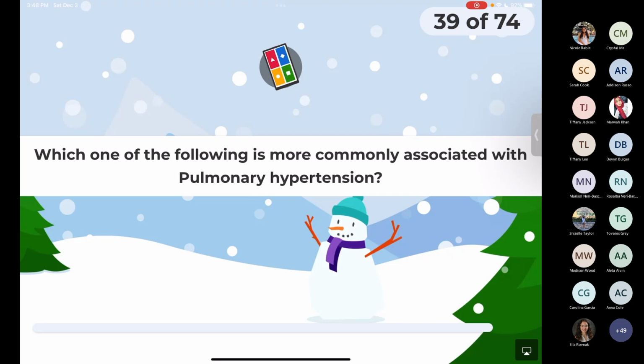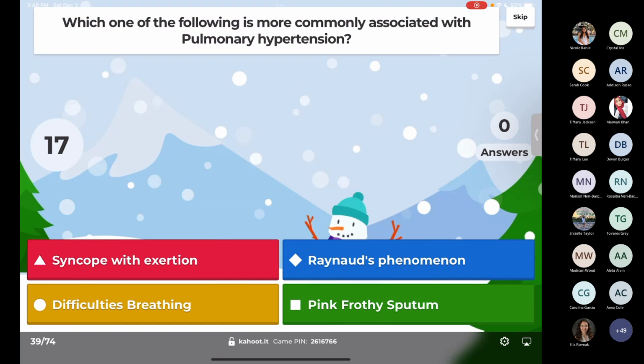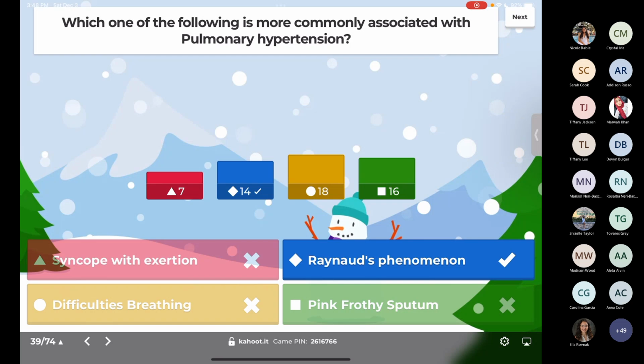Which of the following is more commonly associated with pulmonary hypertension? Awesome job, guys. Raynaud's phenomenon is almost always associated with pulmonary hypertension.